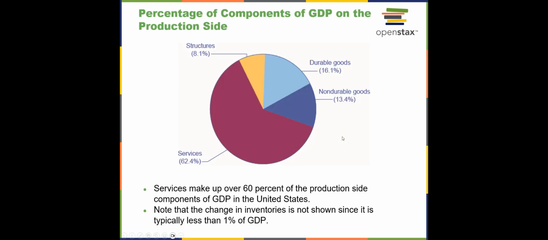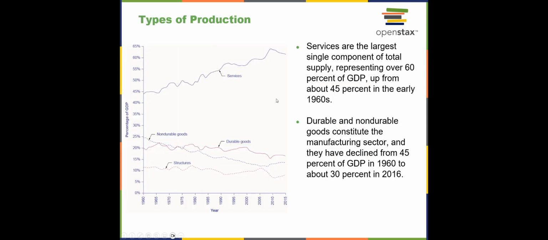So, the percentage of components of GDP on the production side: as you see, the US is a service economy, with services at 62.4% of the production side. And then we have durable goods, then non-durable goods, and then structures. Since inventory is very small, it's not included in this figure. Here we can see the types of production over the years. Services are the largest single component of total supply, representing over 60% of GDP. And it increases from 45% to 60% over the years.